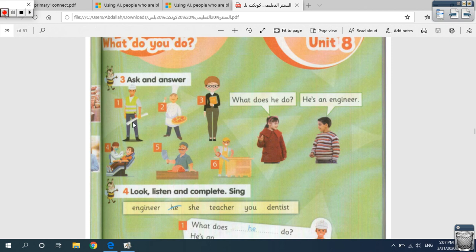This is number one. It's a little game. You can play it with your brother or sister. You will ask about the job of someone and he or she will answer back.